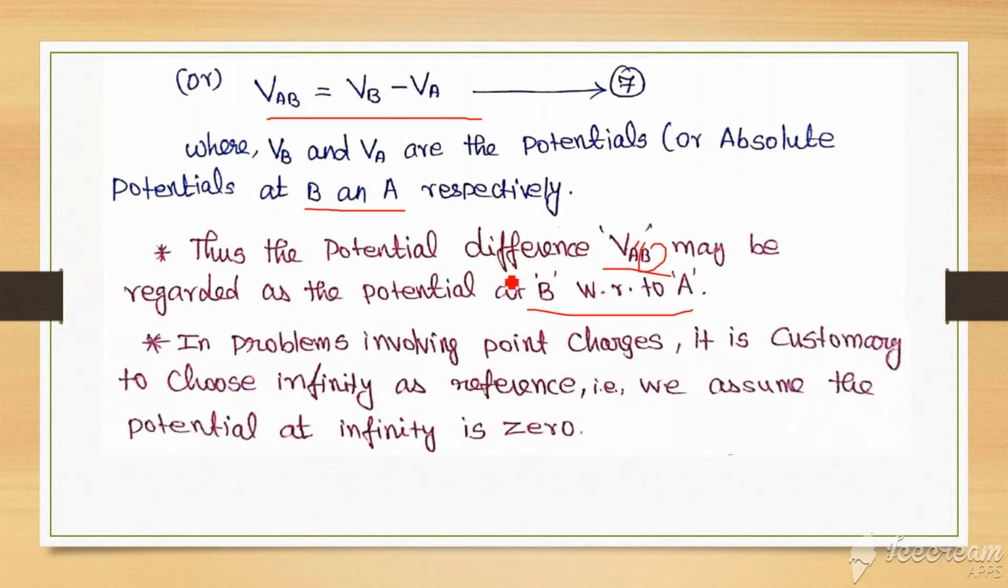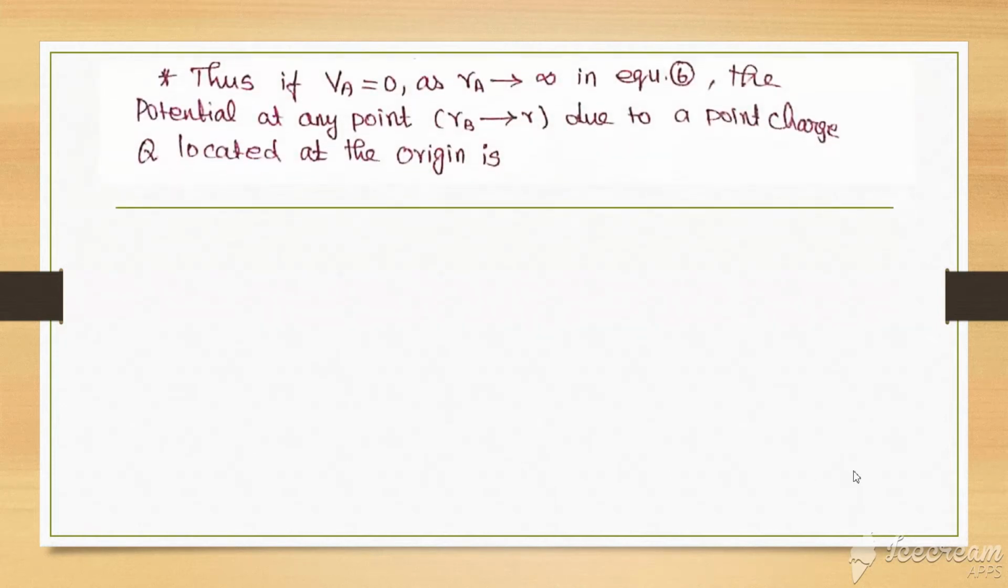In problems involving a point charge, it is customary to choose infinity as the reference point. With respect to infinity, the potential is 0. So simply we can define V of infinity, the potential at the infinity point, as 0. Suppose we consider RA tends to infinity, that is, point A at infinity. The corresponding potential VA is equal to 0.